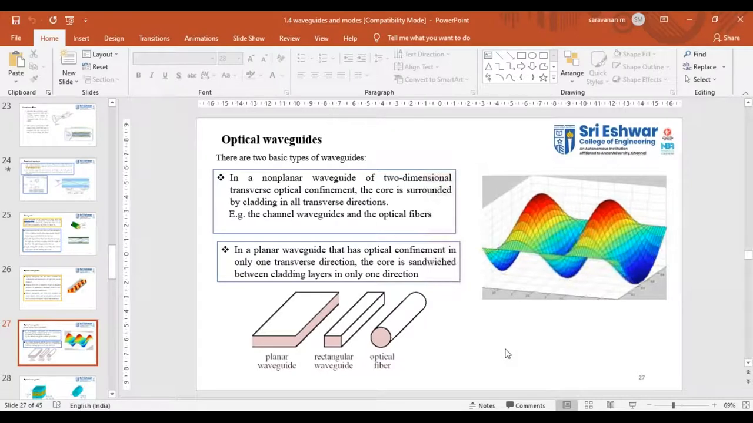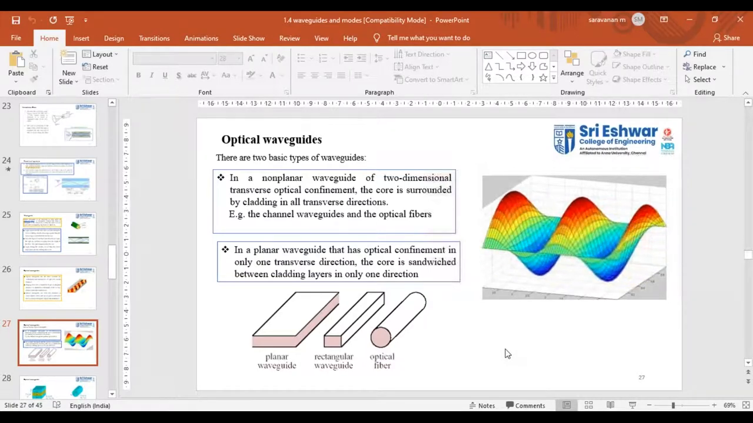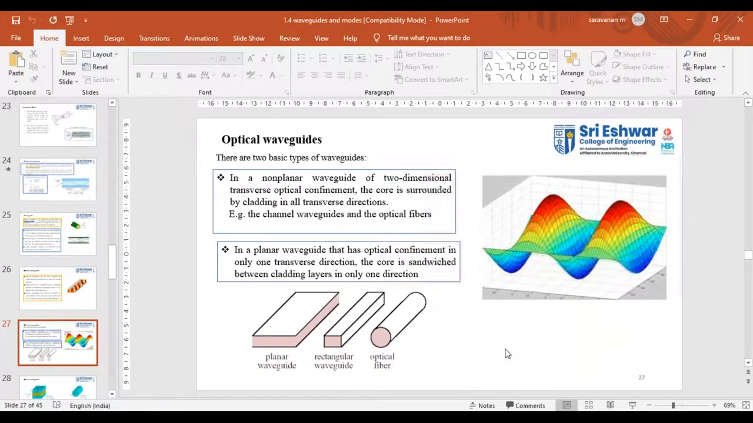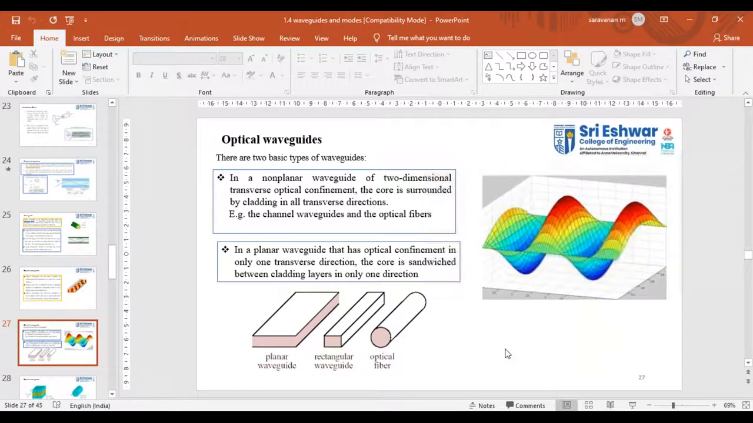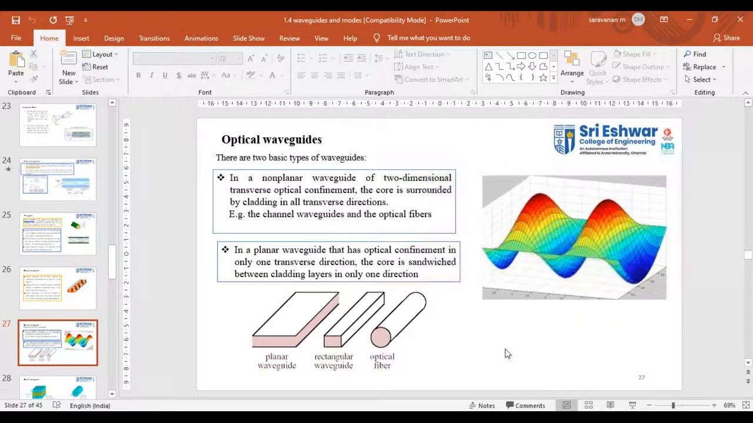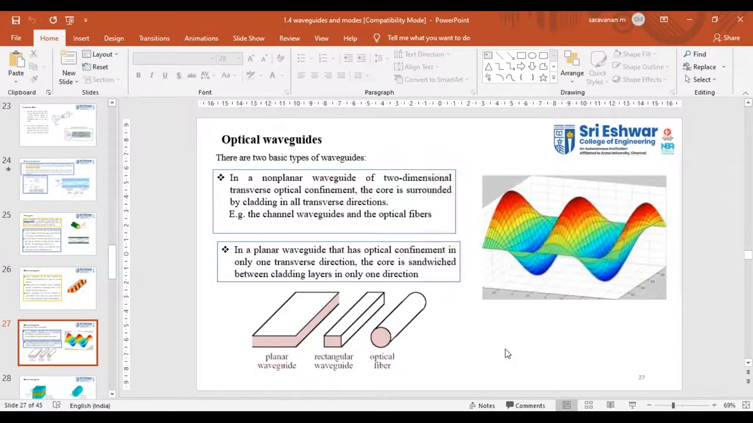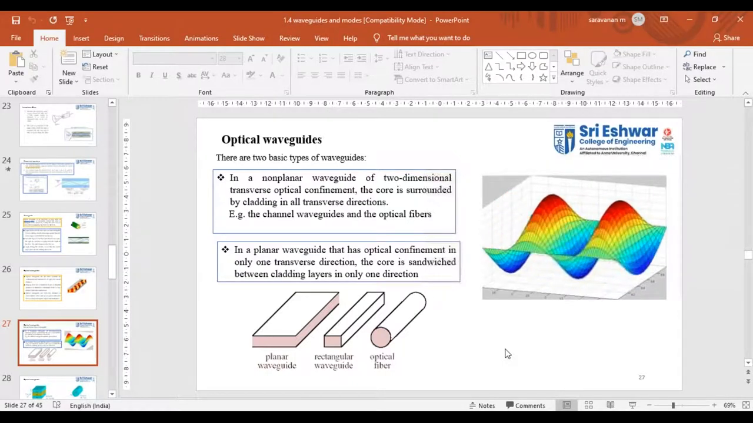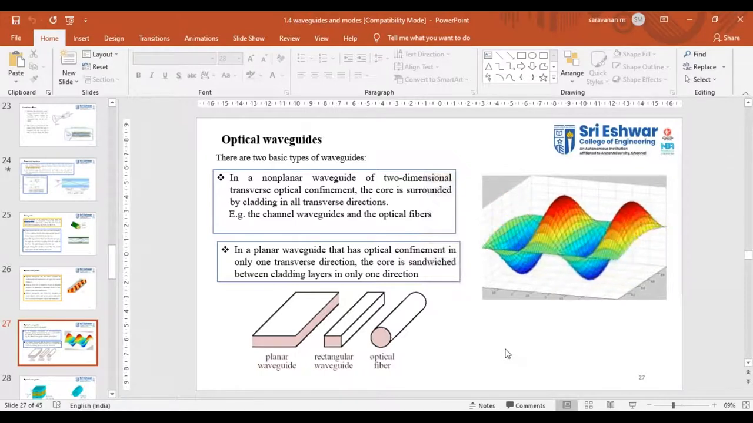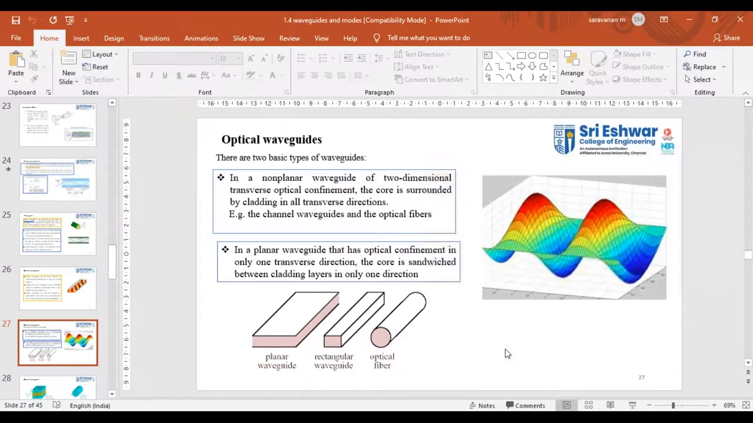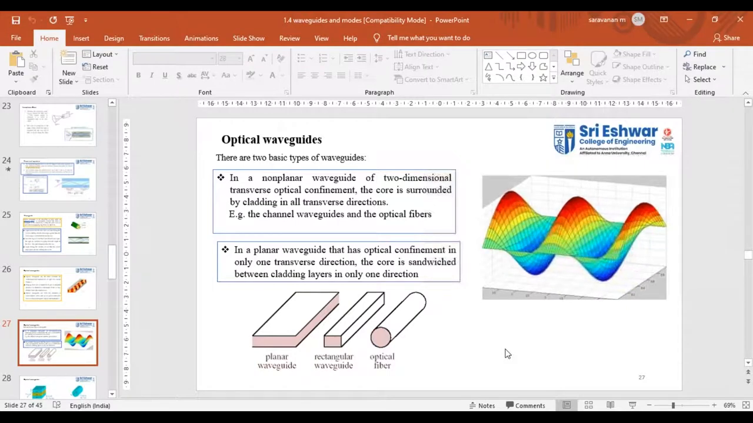Please see this one. So basically there are planar waveguide, rectangular waveguide, and optical waveguide. Please see the diagram. Planar is nothing but a flat one, so there is a top and a bottom, like parallel plates. Try to imagine that. Within these two plates, there is a wave; we are passing that wave.